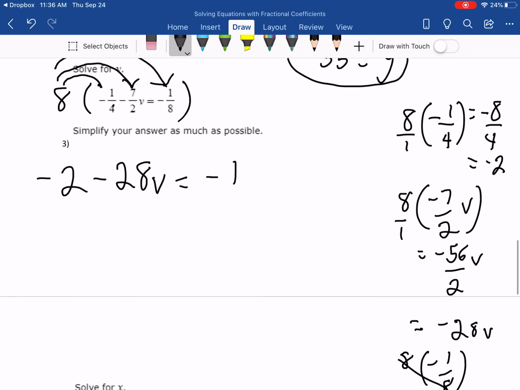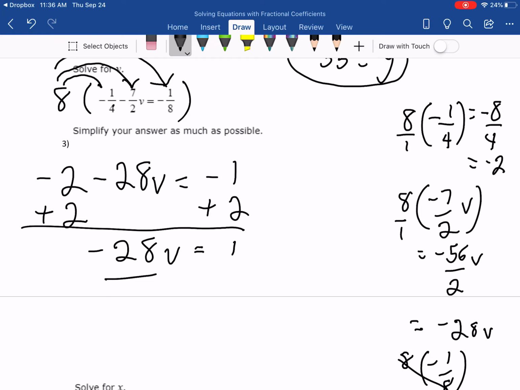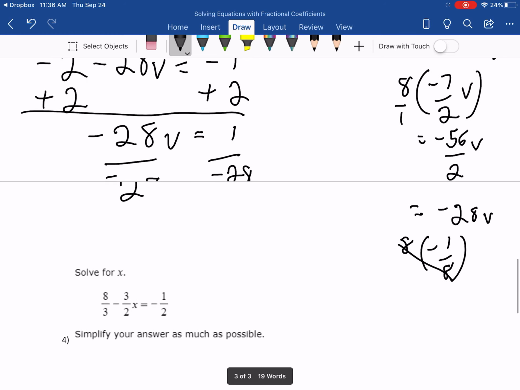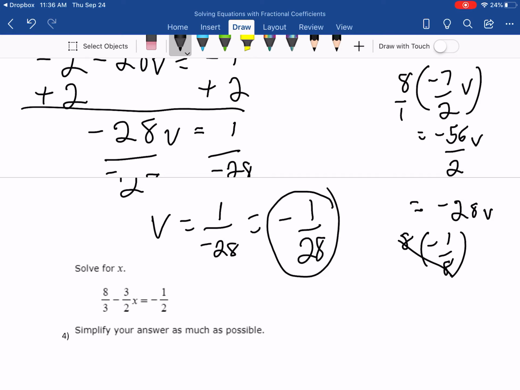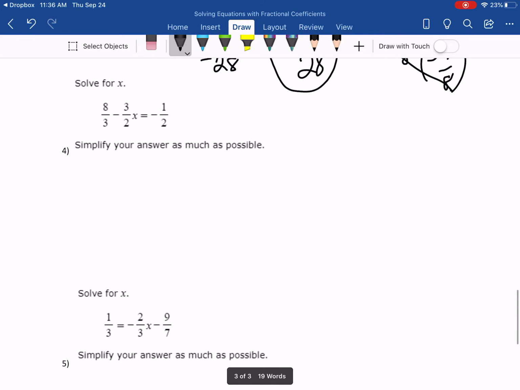Okay, so we transform this into an equivalent equation by using the LCD that doesn't have any fractions. So now we'll solve, of course add 2 to each side. Negative 28v equals 1, and then we'll divide by negative 28. So v will be 1 over negative 28, which we can just bring the negative to the front, negative 1 over 28.